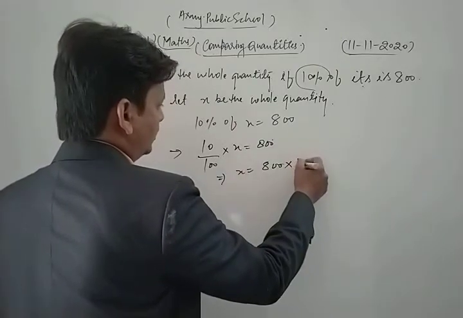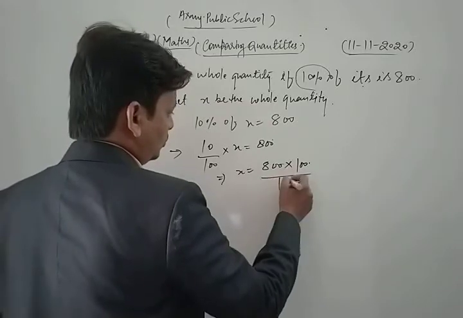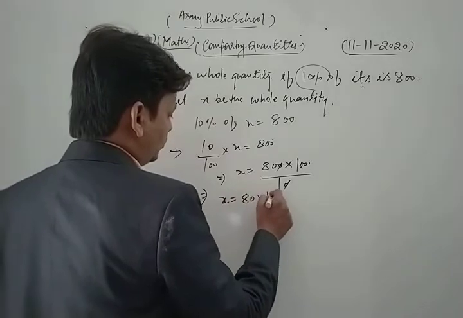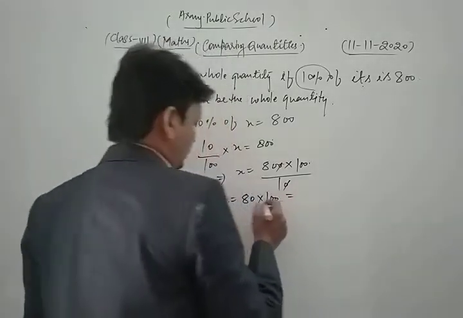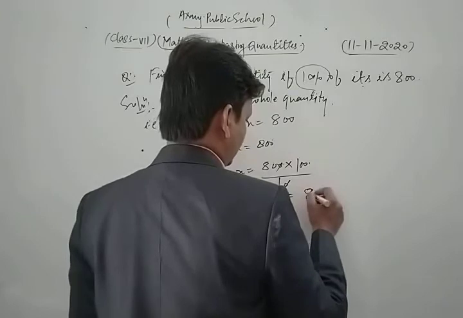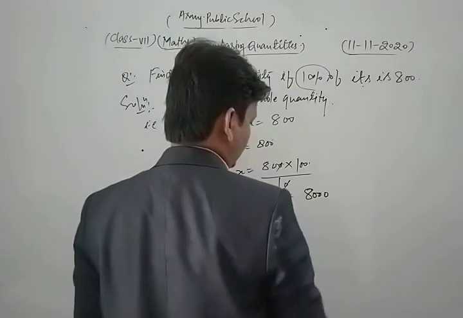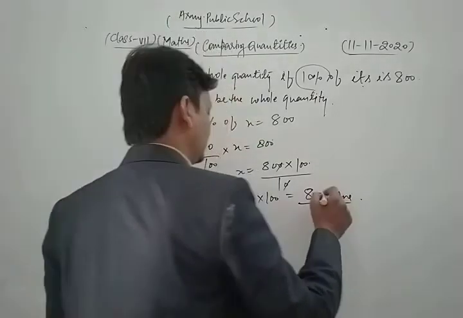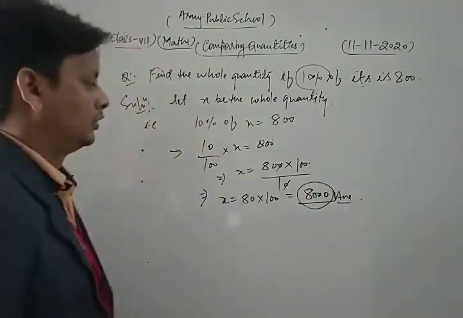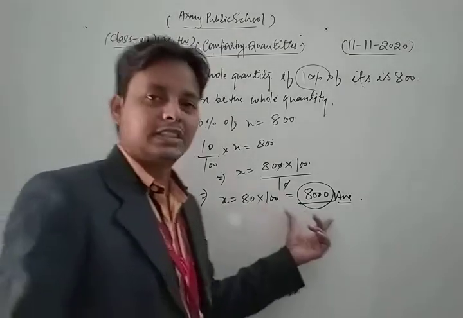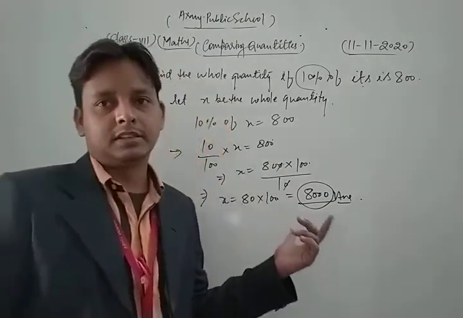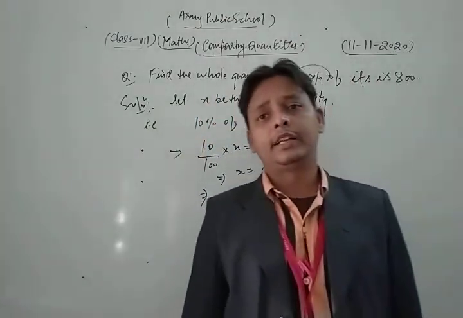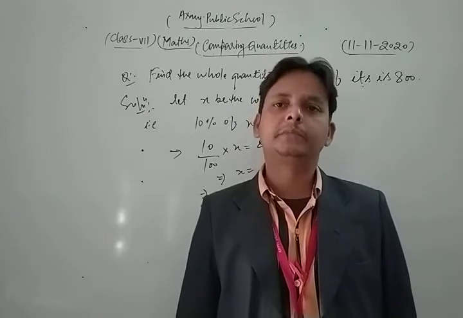into 100 upon 10. The 10s cancel each other, so we get x is equal to 80 into 100. So the whole quantity will be 8000. The whole quantity will be 8000. So this is the concept of percentage. Thus, dear students, in this way you can solve each and every question of your NCERT exercise based on that topic.